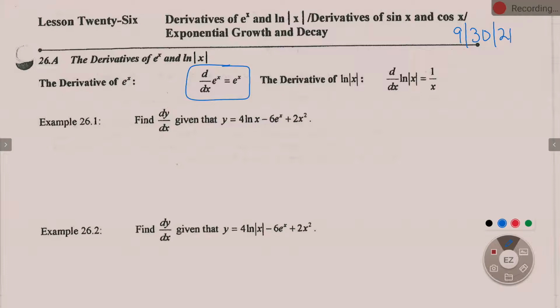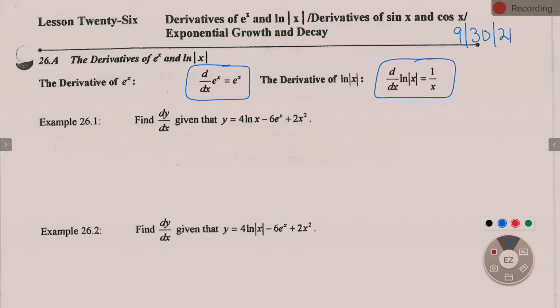Okay? Derivative of natural log of x. The derivative of natural log, and officially it says of the absolute value of x, because we know the inside of a log cannot be negative. Derivative of natural log of x is 1 over x. So the derivative of natural log of something is 1 over something. Okay? So those are the two rules we're going to use in the top part of the notes here.